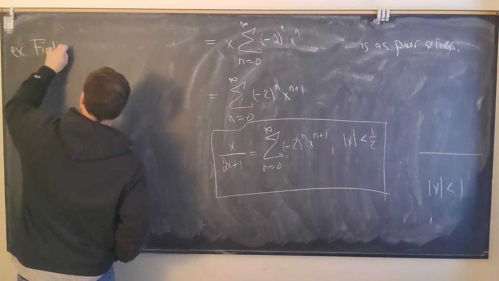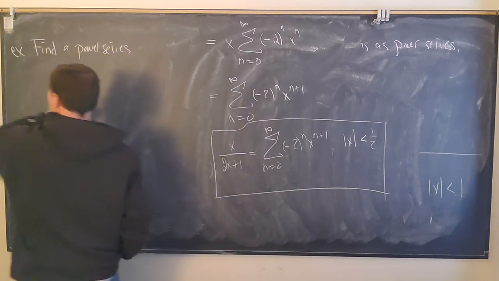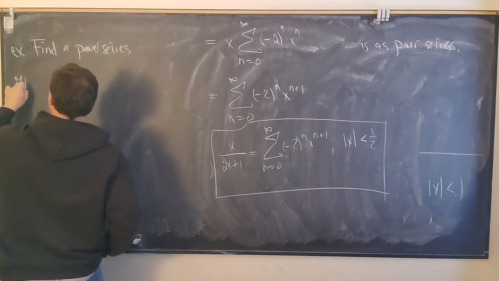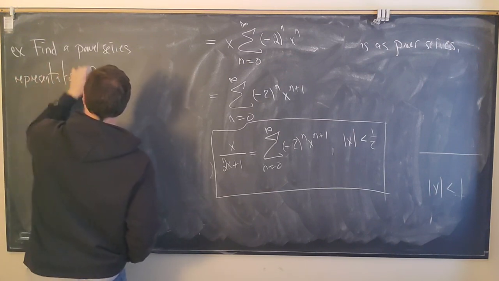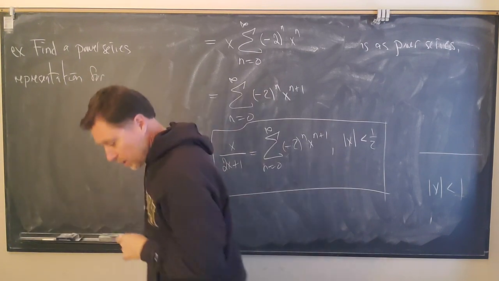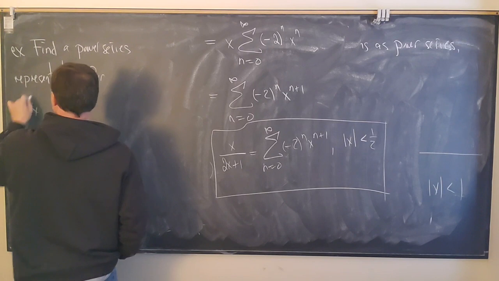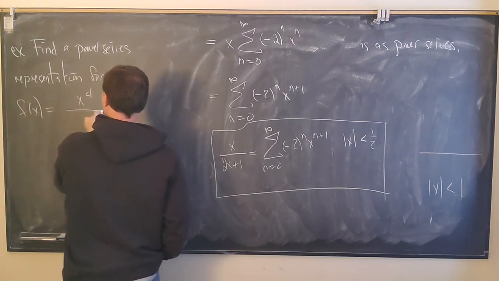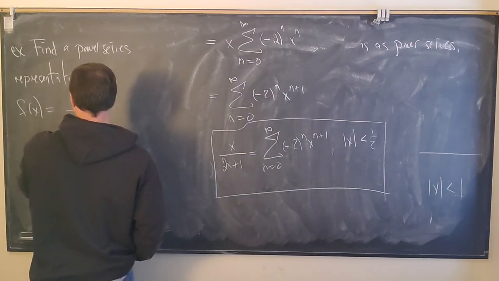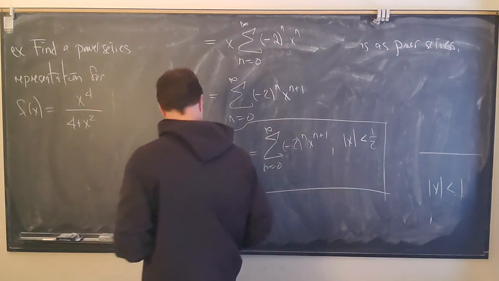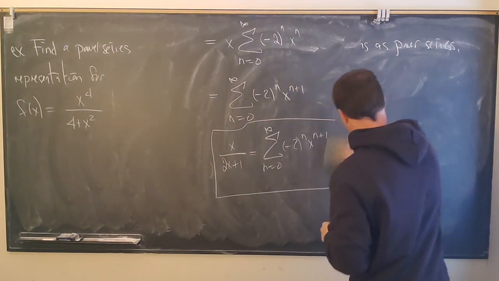Okay, so let's find a power series representation for the function, so let's say f of x equal to x to the 4th divided by 4 plus x squared. And remember, let me put it back over here.